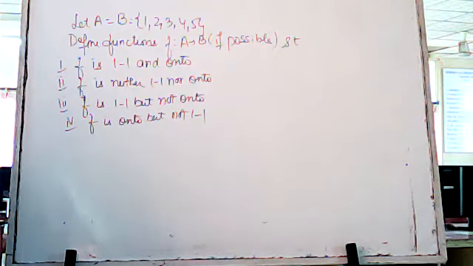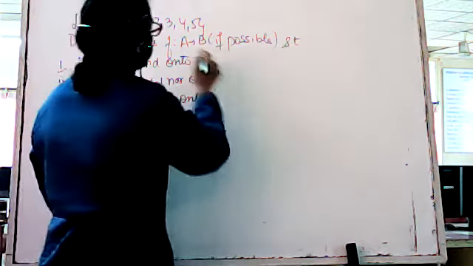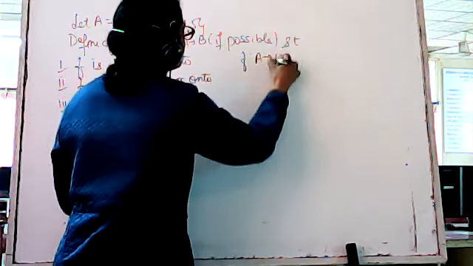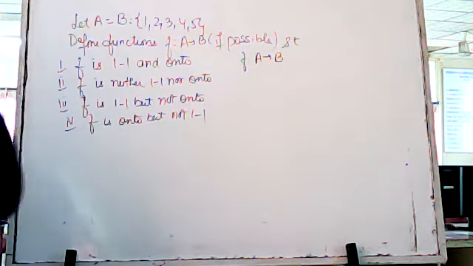Solution है इसका, define f from A to B. Repeat कर रही हूँ मैं क्वेश्चन फिर से: let A equals to B equals to {1, 2, 3, 4, 5}. Define functions f from A to B if possible such that number one, f is 1-1 and onto; number two, f is neither 1-1 nor onto; number three, f is 1-1 but not onto; and number four, f is onto but not 1-1.